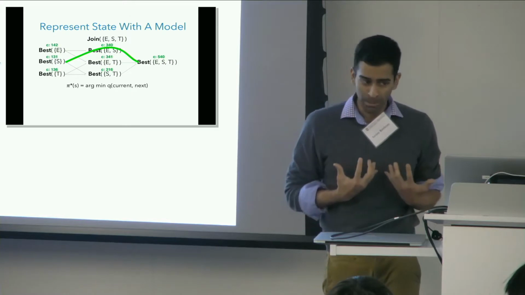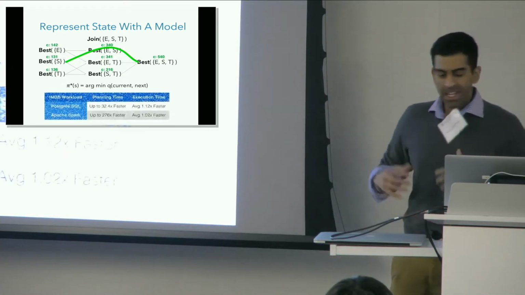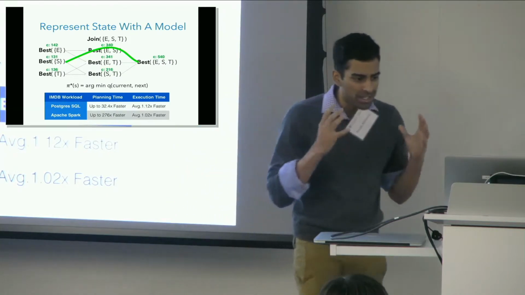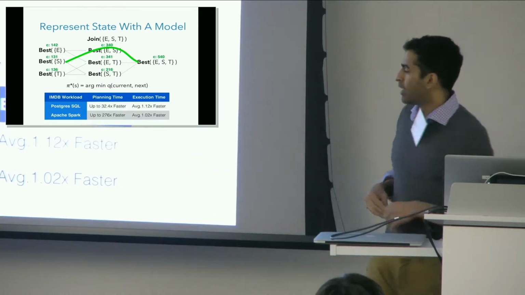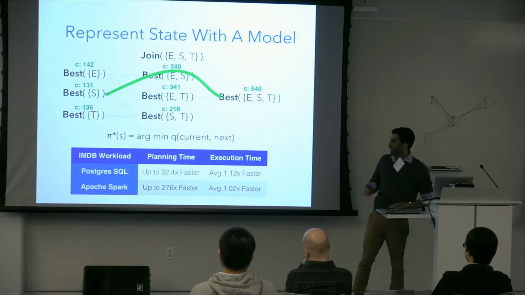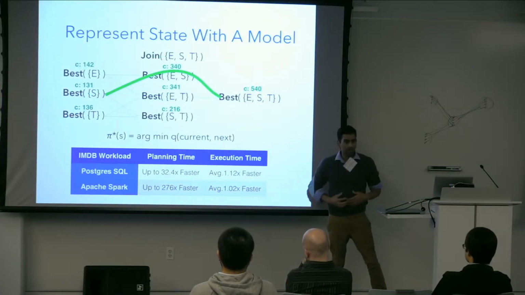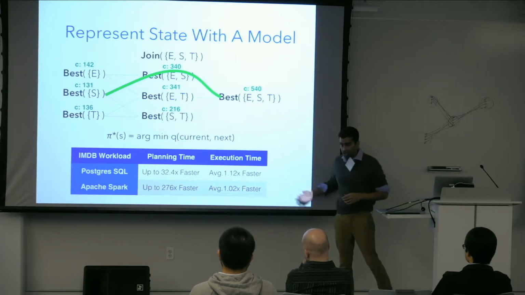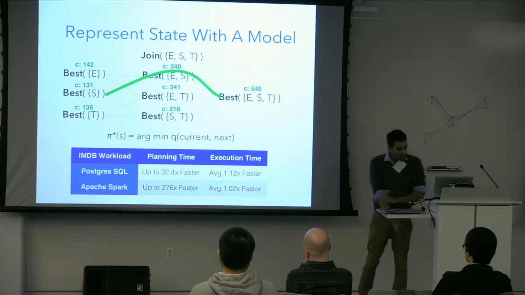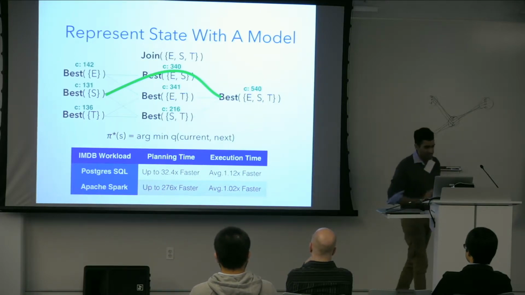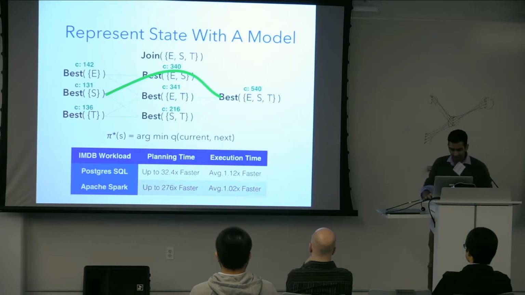Now, this model is going to be imperfect, but it's actually very useful in prediction systems today. So we integrated this algorithm into PostgreSQL and Apache Spark. These are functioning data systems today. And we can improve planning times sometimes by multiple orders of magnitude while matching the execution times of their native planners. We actually do slightly better. Talk to me afterwards why that's true. It's an interesting story about priors and models.